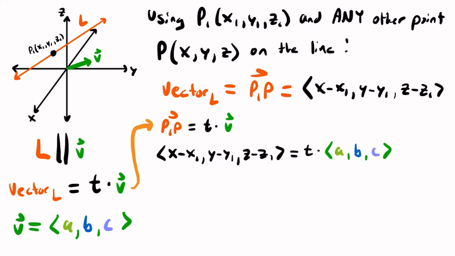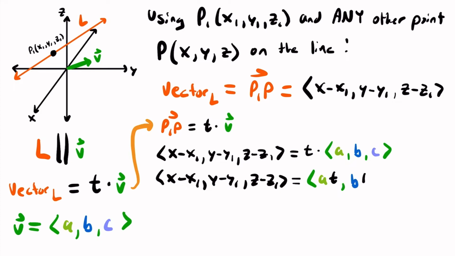All right. And now what we want to do next is perform scalar multiplication between t and this vector. We want to multiply t by each of those components. And if we do that, we'll have this vector, which I'm just going to rewrite really quickly here. That will be equal to a vector where the x component is a times t, the y component is b times t, and the z component is c times t.